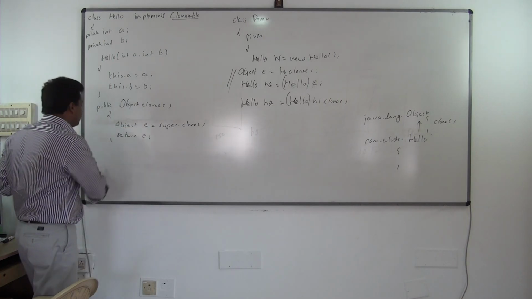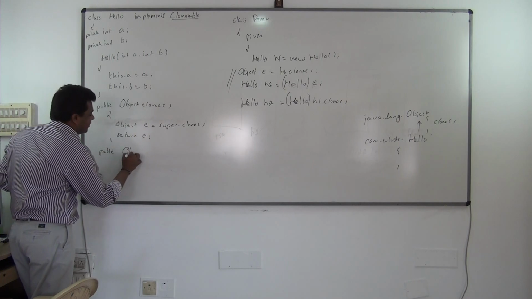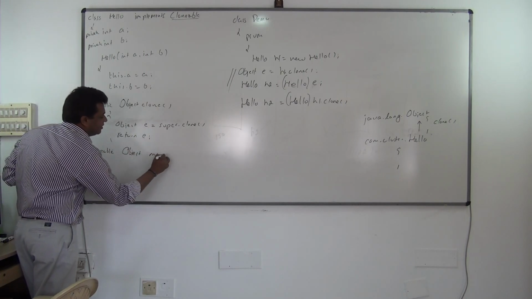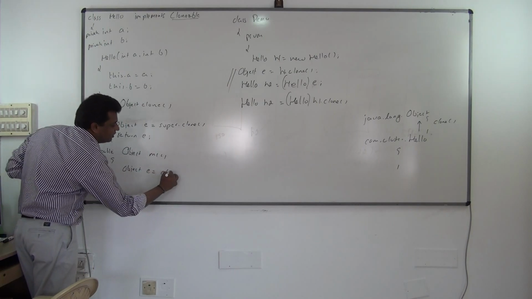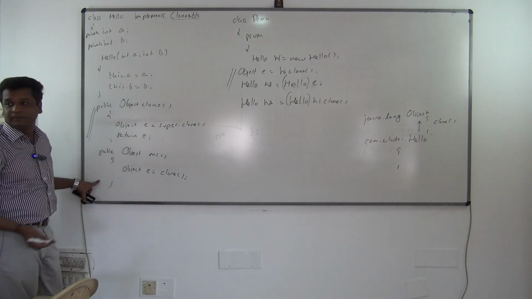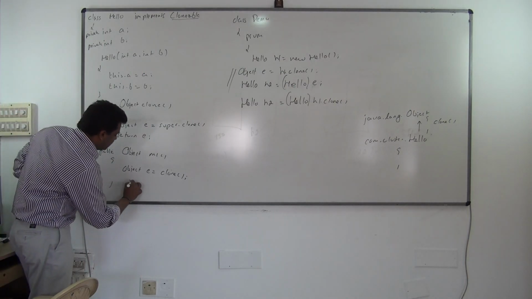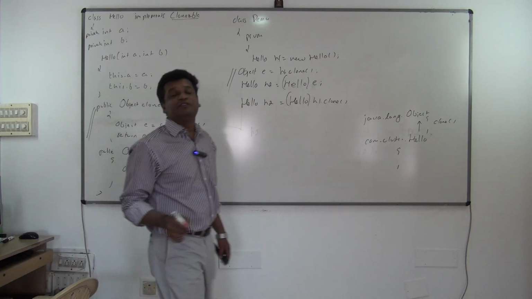Now I could have written this. If you don't want to write clone like this, you could have written it like this: public Object m1 method. Here I could have done Object E is equal to, directly I can call the superclass method. This is another approach if you don't override. Understood? And you can say return E. This is also valid. So that time for cloning, which method will you call?